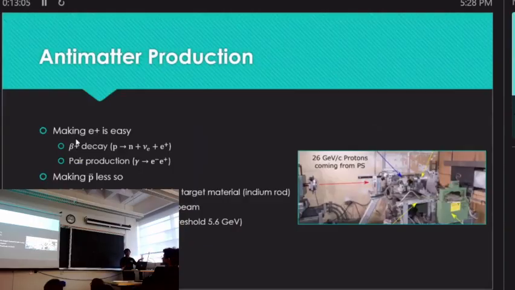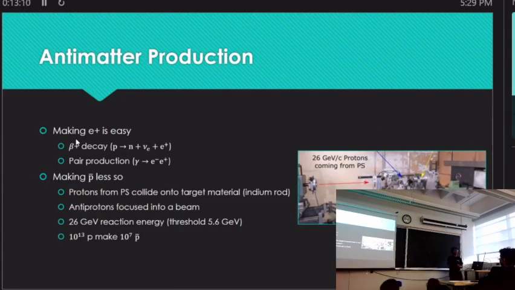For antimatter, we don't need as high energies. In fact, making positrons, the anti-electrons, is quite easy. There's beta plus decay, where a proton decays to a neutron and it emits a positron, which is required for charge conservation, right? There's +1 charge on the left and +1 on the right. There's also just pair production, which is a process where a high energy photon makes e+ and e-.